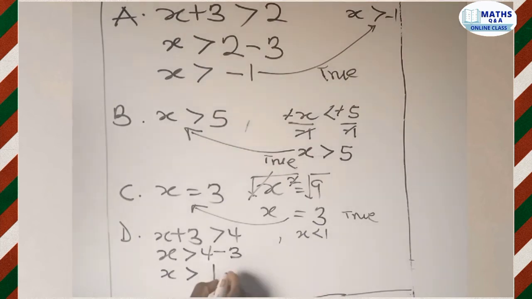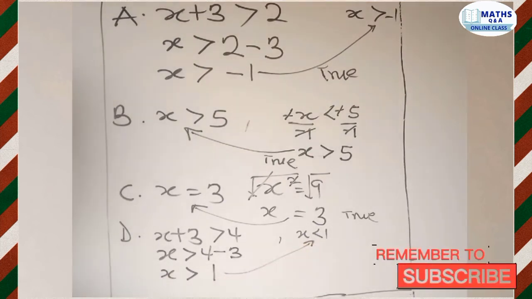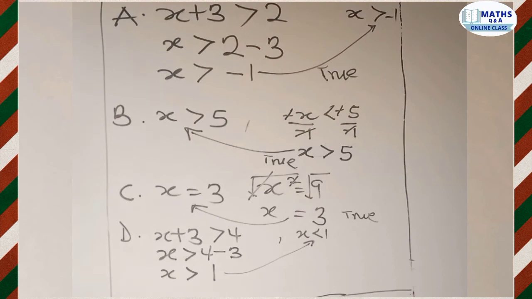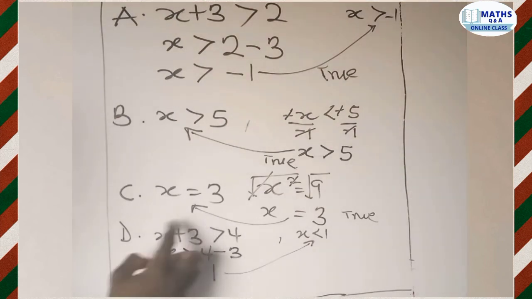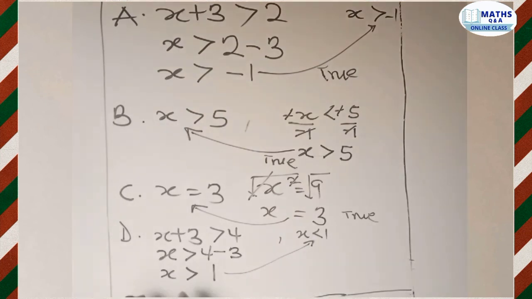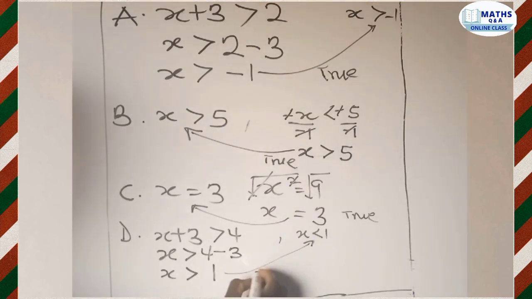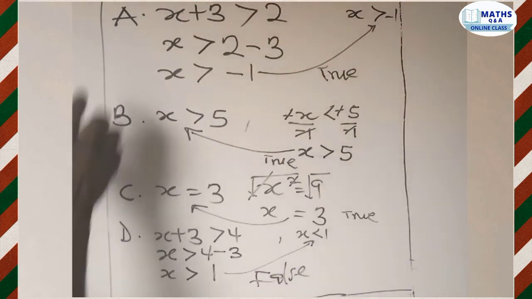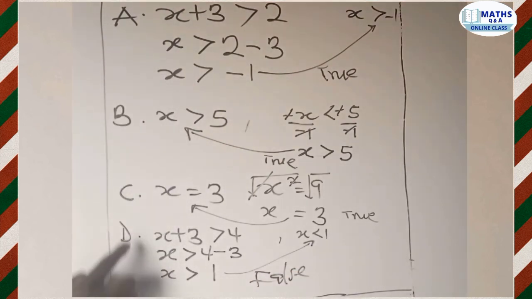Now let's compare that to this. This is x < 1. So you see that the actual result we get here is not the same as the result that was given. So it means that this statement is false. So options A, B, and C are all true statements except option D, which is what? False.